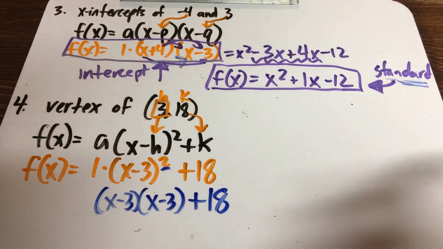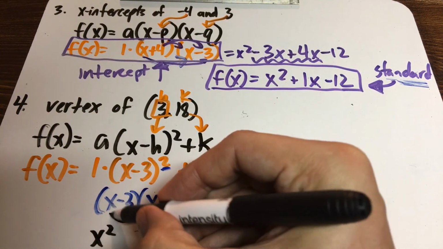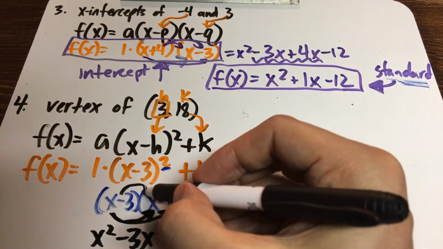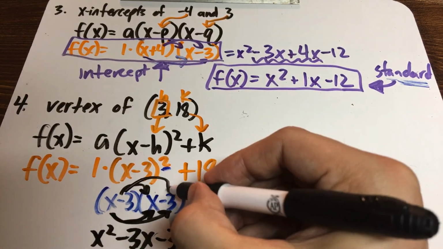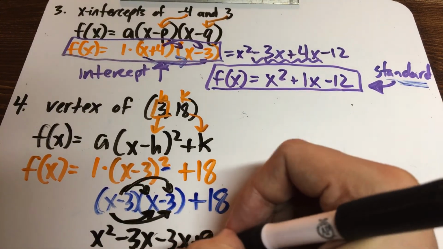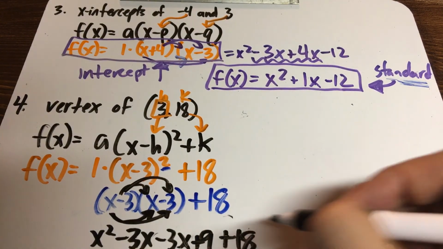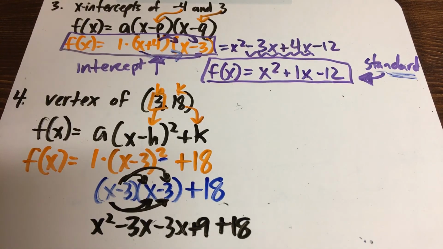And now I can just work this out, right? X times x, that's x squared. X times negative 3, that's minus 3x. And then I do this, negative 3 times x, negative 3x. Negative 3 times negative 3 is positive 9. And then I'm almost done. I'm just going to keep this plus 18 at the end. And now I can just combine like terms, and then I can be done.